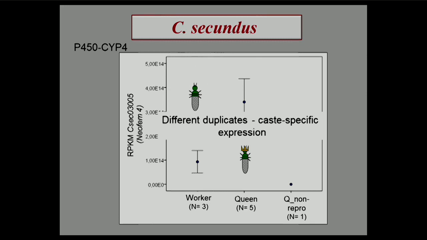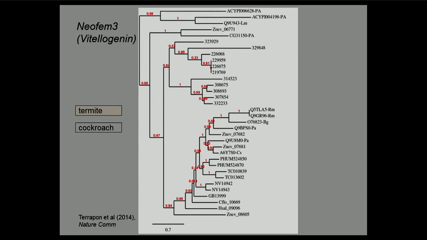And when we now look at another of our NeoFEM genes, NeoFEM3. NeoFEM3 is the vitellogenin, and here you have the gene tree of the vitellogenins in termites. There are actually four vitellogenins, but only two which have all three domains for a vitellogenin. And these ones are the vitellogenin genes which have all three domains.